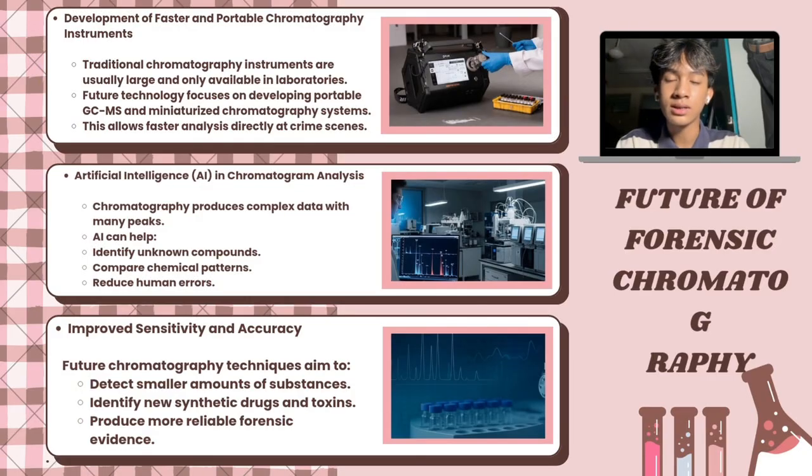So as criminals continue to develop new synthetic substances and compounds, forensic scientists naturally need more advanced analytical techniques to keep pace. So ongoing improvement in chromatography technology will always allow for detection of increasingly smaller quantities of substances and the identification of newly emerging chemicals. So this continuous evolution is essential for maintaining effective forensic capabilities in an ever changing landscape.